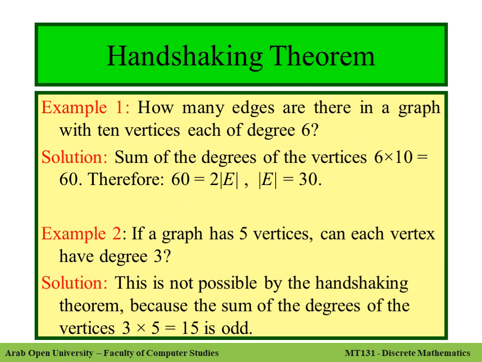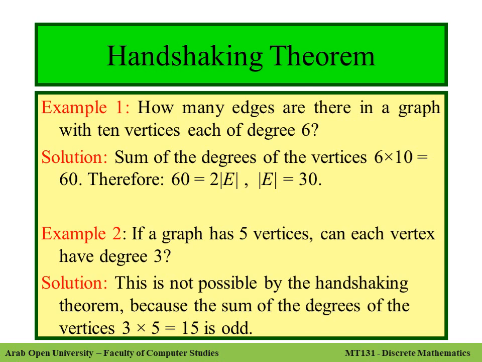Here's some examples. How many edges are there in a graph with 10 vertices, each of degree 6? Well, you have 10 vertices, each of degree 6, so the total degree is 6 times 10, which is 60. This is twice the number of edges, so the number of edges is 60 divided by 2, or 30. This graph will have 30 edges.